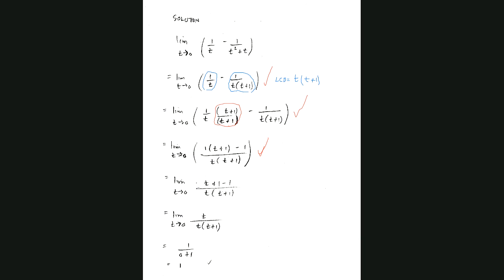All right. Notice I'm carrying the limit with me. This is a problem where I'm computing a limit, so I have to have the limit there all the time. Well, let's go ahead and simplify the numerator. The ones cancel out, and we're going to get the limit as t approaches 0 of t over t times t plus 1.